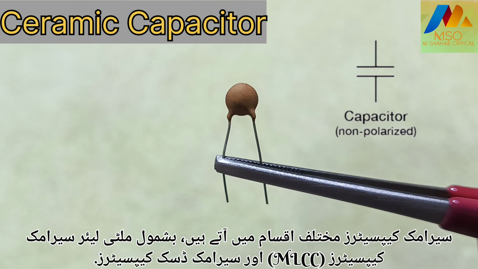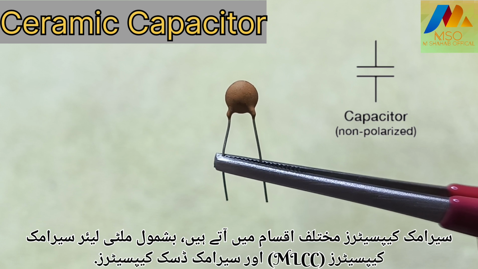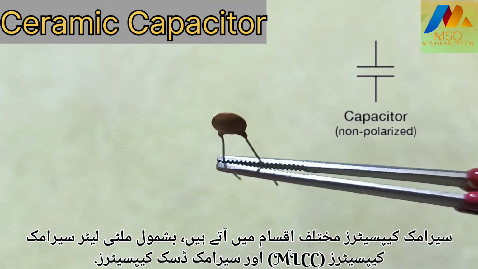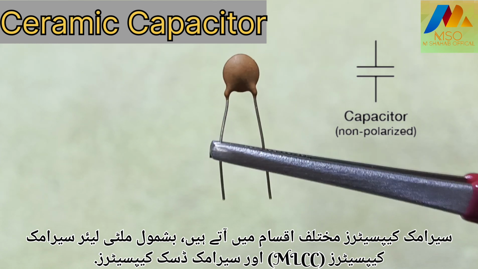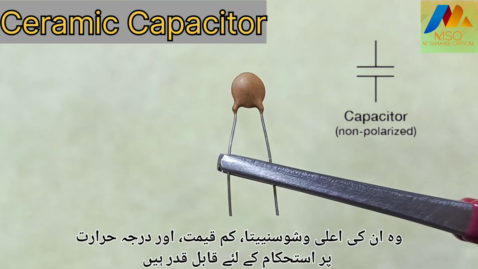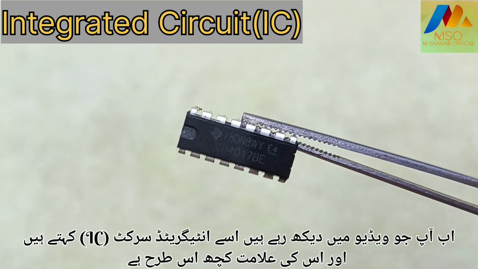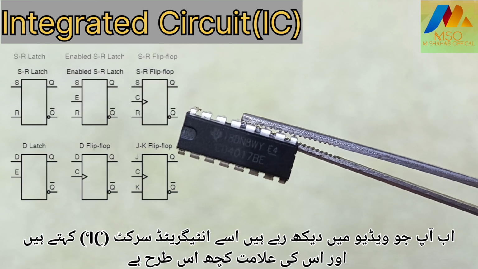Ceramic capacitors come in various types, including multi-layer ceramic capacitors, MLCC, and ceramic disc capacitors. They are valued for their high reliability, low cost, and stability over temperature. Now what you see in the video is called an integrated circuit, IC, and its symbol is something like this.